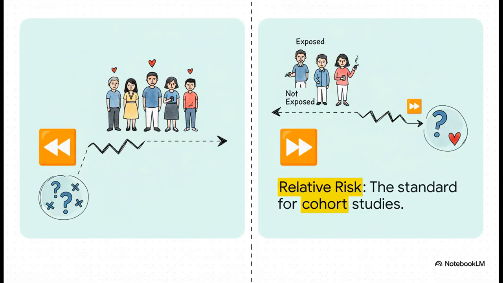Okay, first up, the odds ratio. This one is super common, but it's the star player in a totally different kind of game, a case control study. That's where researchers start with people who already have the disease and then look backward in time to figure out what they were exposed to. Relative risk is for cohort studies, where you start with the exposure and look forward to see what happens. It's a completely different direction of thinking.